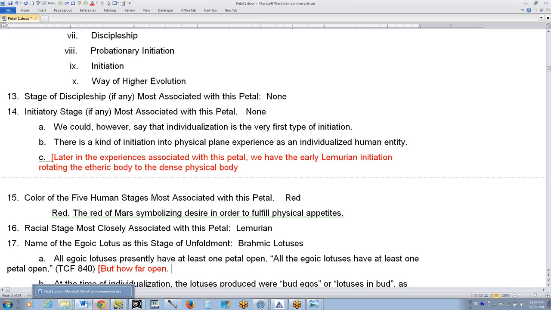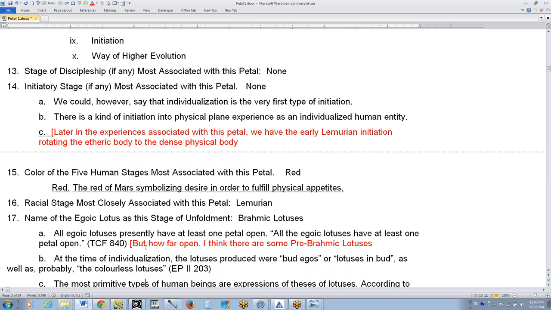In other words, I think there are some pre-Brahmic lotuses who have not yet quite reached even into this relatively advanced Lemurian stage. And we'll see if that will help. Yeah, it does. So at the time of individualization, excuse me when I slur my words, sometimes I speak too quickly. I assure you I'm not drinking anything but tea.